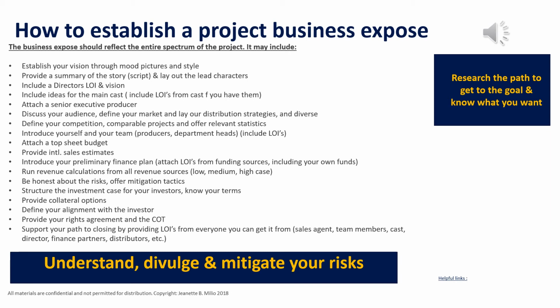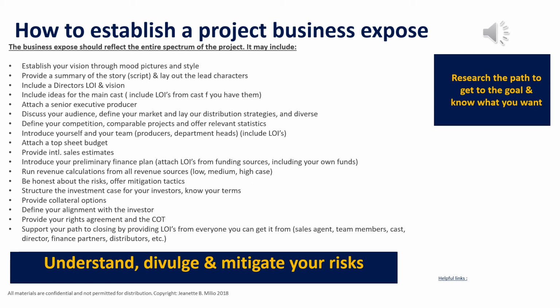You run your calculations from all these revenue sources, and you run calculations for low, medium, and high. Investors want to see three calculations. They want to see what could happen and what's the worst case scenario. Be honest about the risk and offer some mitigation tactics, meaning you tell them we're going to have a completion bond company that will make sure that we're not going over budget. I'm going to have this amazing distributor who is very experienced and is selling similar product, things like that.